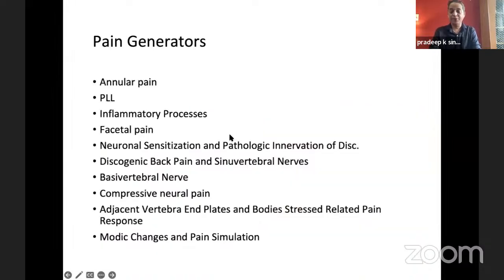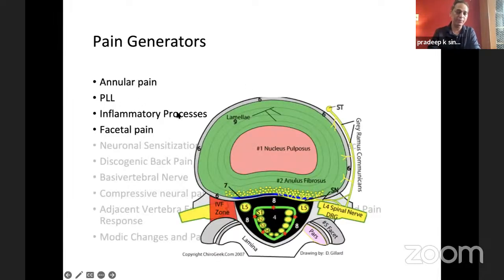Pain generators first. We have annular pain, from an annular fissure or annular tear as we call it. Annular tear is the term mostly used if the pathology is trauma related. Otherwise, annular fissure is the right word. Then there is the inflammatory process in the posterior longitudinal ligament: a lot of cytokines are released whenever the disc slips backward and hits the PLL or annulus fibrosus, which gives rise to pain. Facet pain is also there because of the disc or irritation of these nerves.